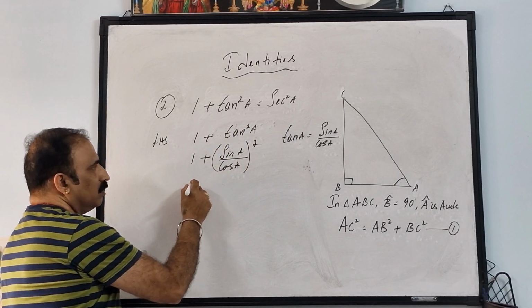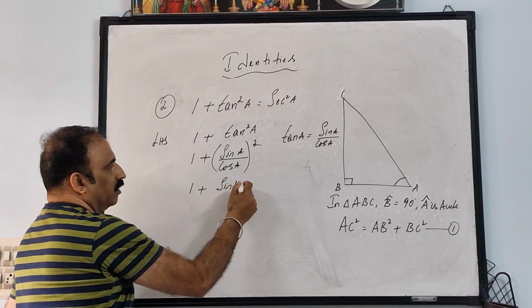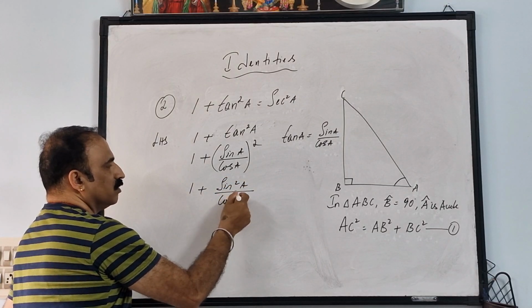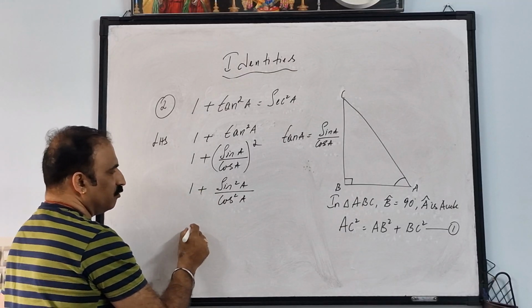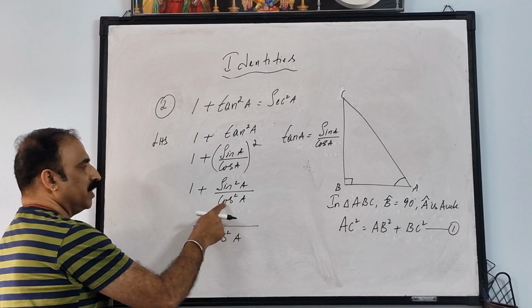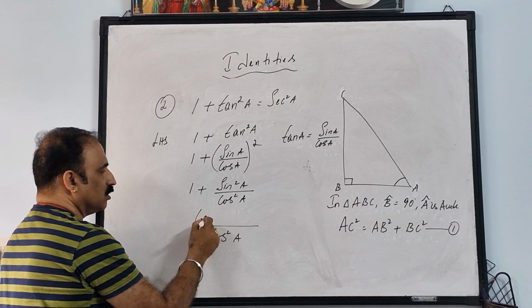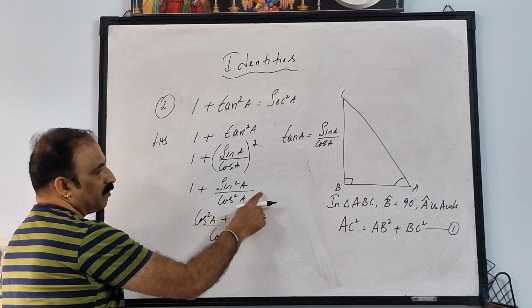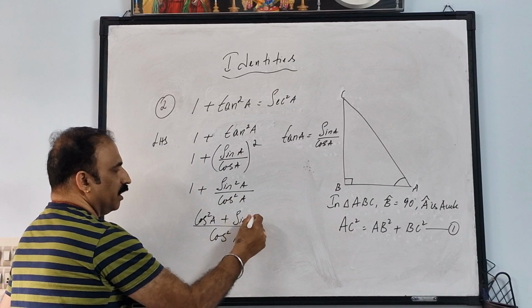Now further, 1 plus, applying the square for them, sin square a divided by cos square a. Now we are going to take the LCM. LCM of this is cos square a. So LCM has to be multiplied to each and every term. 1 into cos square a is going to be equal to cos square a, plus when I multiply here, cos square a gets cancelled, left out is going to be sin square a.